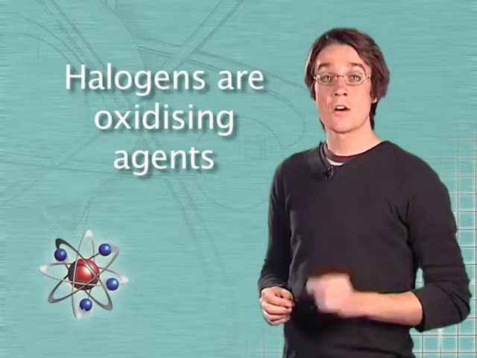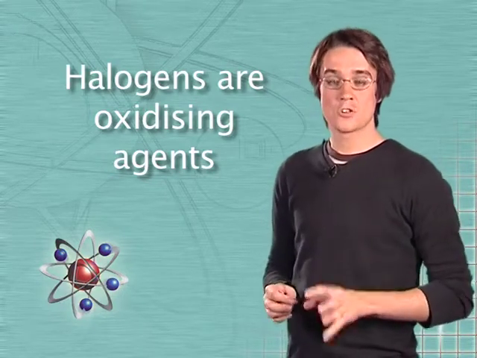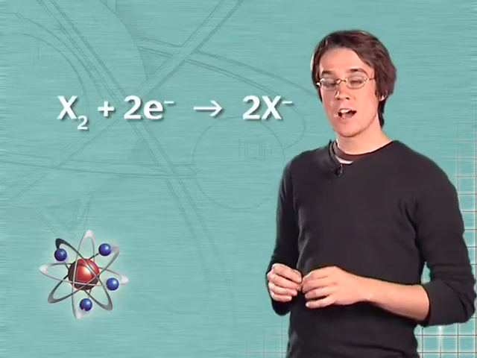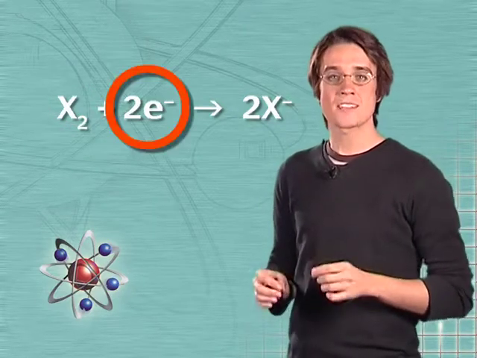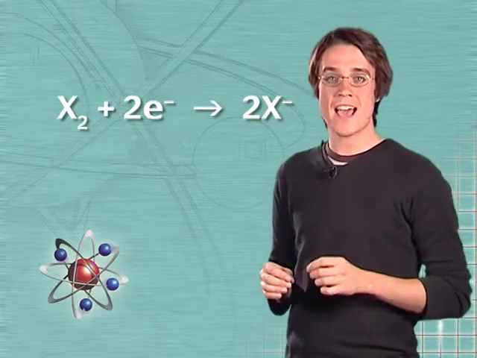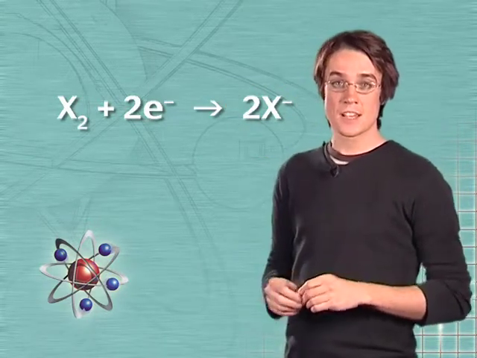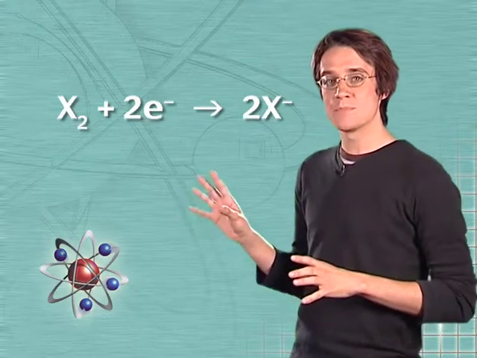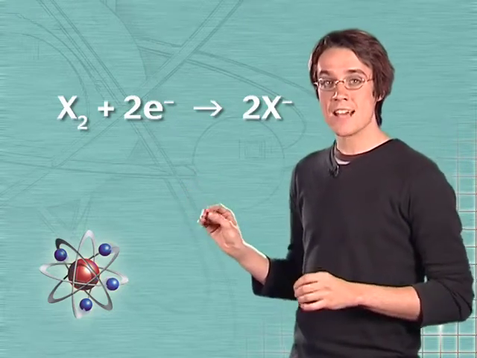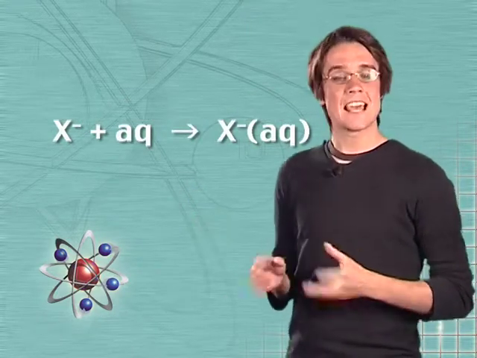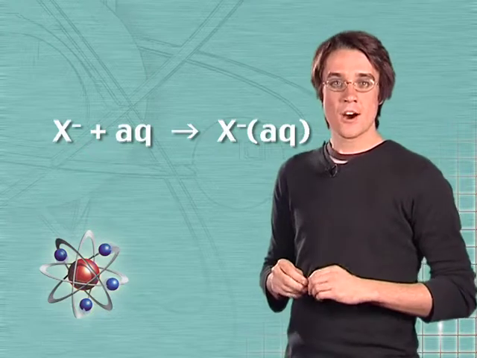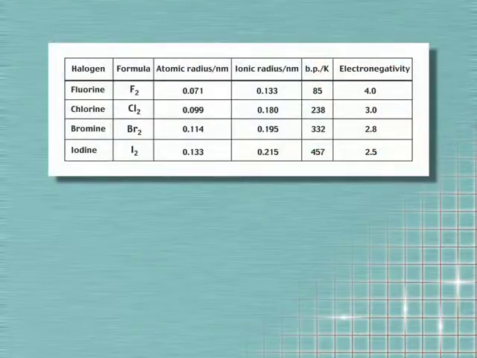The halogens are oxidizing agents. A group 7 element needs to gain 1 electron to become stable, and the molecule, X2, therefore needs to gain 2. X2 gains electrons and is reduced to X-. It is, therefore, an oxidizing agent. This equation involves the X-X bond breaking, the ion X- forming, and then forming an aqueous solution. Taking these factors into consideration, oxidizing power decreases down the group.